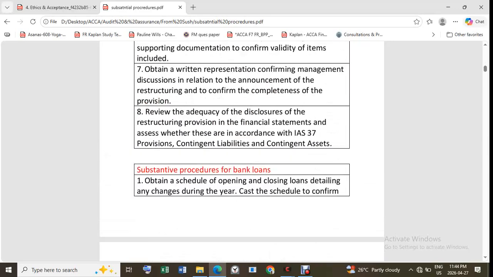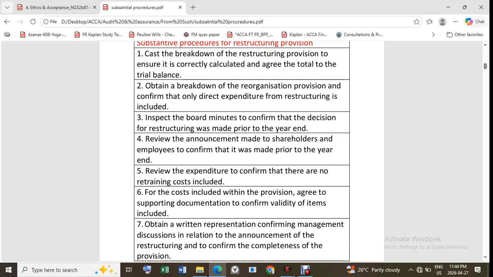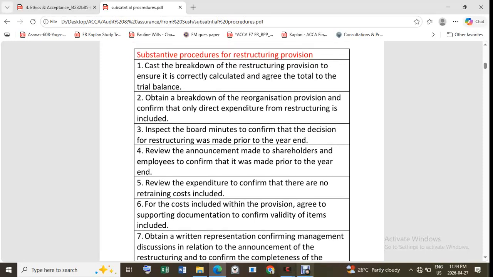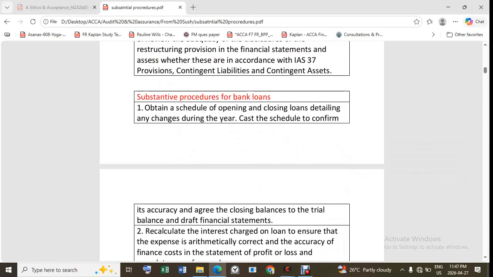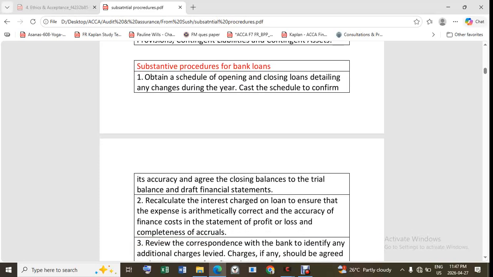Substantive procedure for bank loans. Obtain a schedule of opening and closing loans detailing any changes during the year. Cast the schedule to confirm its accuracy and agree the closing balance to the trial balance and draft financial statement.